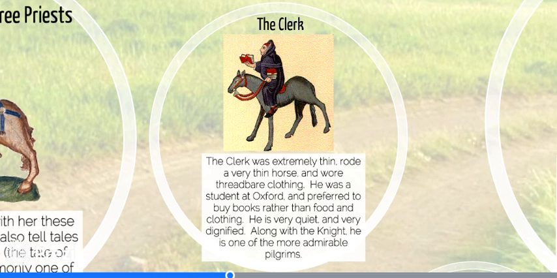Then you have the clerk, sometimes referred to as the Oxford cleric. This is really a student, okay? This person is extremely thin, and so is his horse. His horse is very, very thin. And his clothing is what's called threadbare, which means it's coming apart. It's coming unraveled. It's got holes in it.